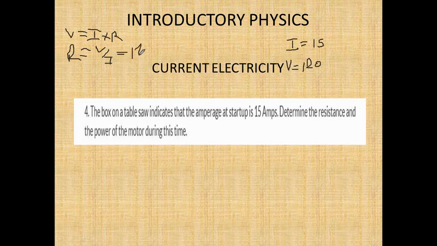Okay, that's your household voltage. If you're somewhere where the voltage is 110, you use 110. So at startup, that is the resistance. 120 divided by 15 is 8. So at startup, the resistance is 8 ohms.